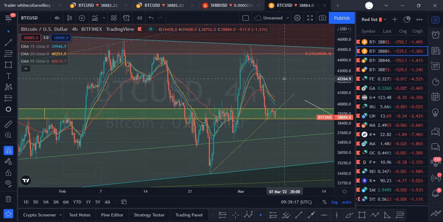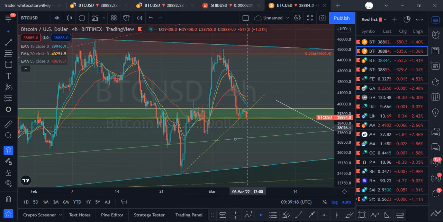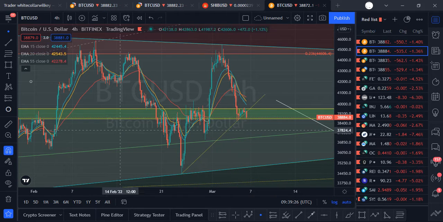Just being alerted to something. Yeah, there's a little break low there. So we're looking at the 4-hour chart. Bitcoin, as you see, there is the hopeful structure there.